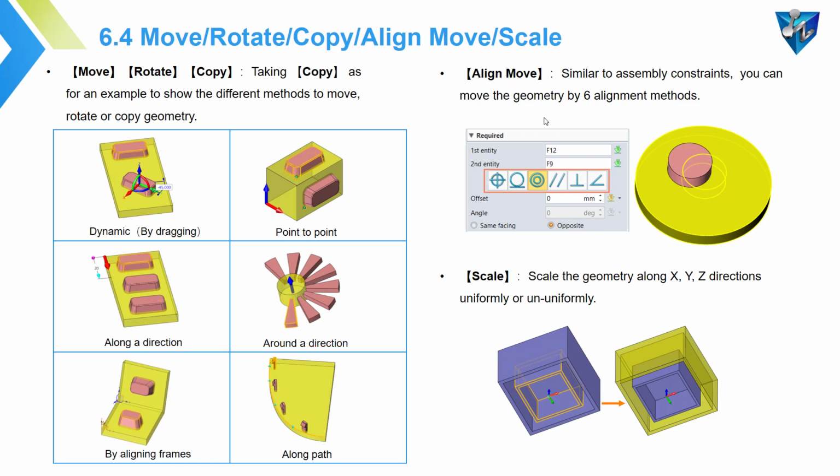Besides the 6 methods I mentioned just now, ZW3D also provides an advanced tool to move or align the geometry, which is similar to assembly constraints. We can move the geometry by coincident, tangent, concentric, parallel, perpendicular, and angular. And the last feature is scale, which is easy to understand. We can scale the geometry along X, Y, Z directions. Now let's move over to ZW3D to show you more details.